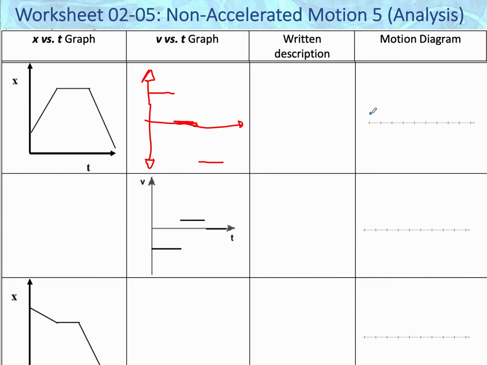It would start at the origin, move away at a fairly constant rate. I'm going to draw it like this. Then it's going to stop for a while, so I'll stack. And then it's going to move back at a more rapid rate. I'm going to draw that just by going like 3 across here.